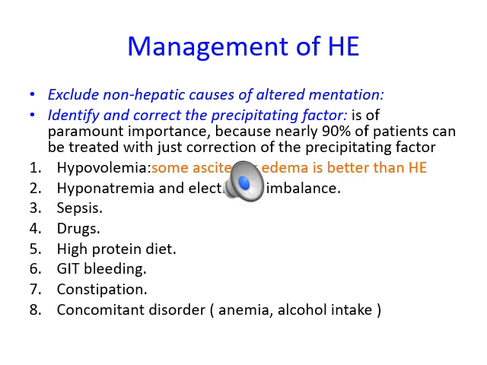Management of hepatic encephalopathy. At first, you have to exclude non-hepatic causes of altered mentation. Then identify and correct the precipitating factor, because nearly 90% of patients can be treated with just correction of the precipitating factor. Therefore, you have to look for the precipitating factor and correct it. For example, hypovolemia. Please avoid the excessive use of diuretics and/or paracentesis, and always remember that some ascites or peripheral edema is better than hepatic encephalopathy. Then you have to search for and correct other precipitating factors.